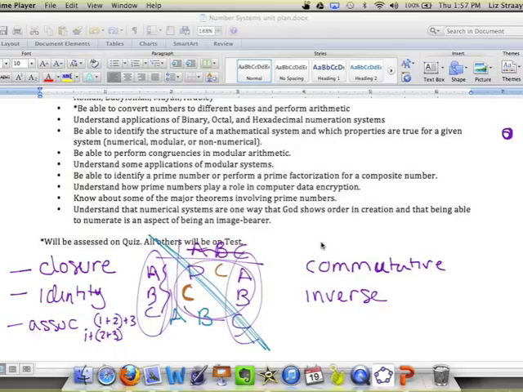All right. So those are our properties. Any questions on the properties?